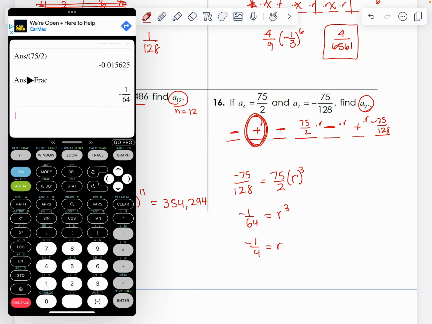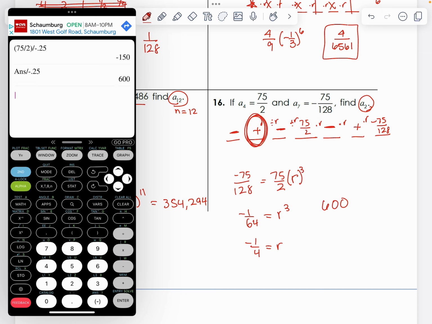So you could really divide backwards twice because instead of multiplying, you would divide by R to go backwards to the second term. That would work. So again, you could take 75 halves and you could just divide by negative 1 quarter. And do it again. Divide by negative 1 quarter. And you end up with 600.